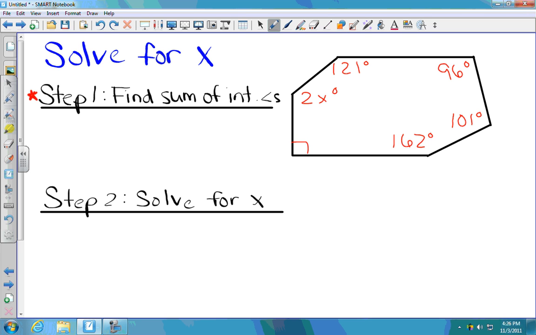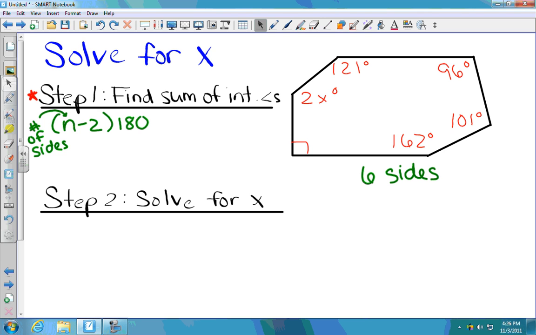And in order to do that, I need to use the formula n minus 2 times 180. Okay? So n right here stands for the number of sides. And we said this is a hexagon, so it has 6 sides. So I'm going to plug 6 in for n. So let me erase this. So I'm going to say 6 minus 2 times 180.